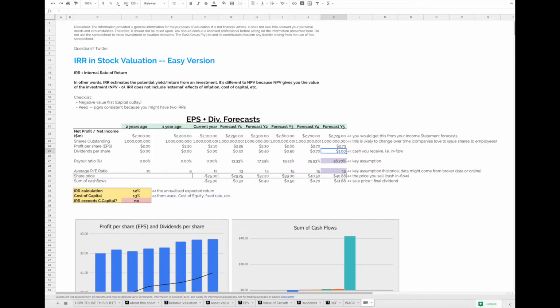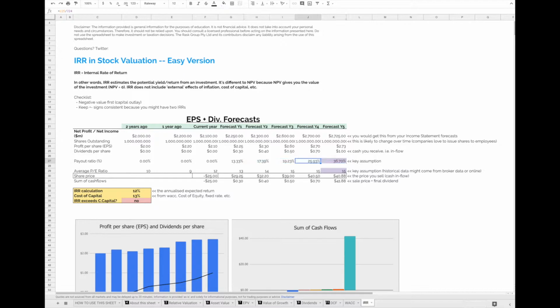You might forecast this based on what management have said. So they might say we are targeting a payout ratio, which is this next line here, of say 36% in the future. They probably won't be that granular. They might say, well, we aim to pay up to 50% of our future profit as dividends. So that gives you the payout ratio.